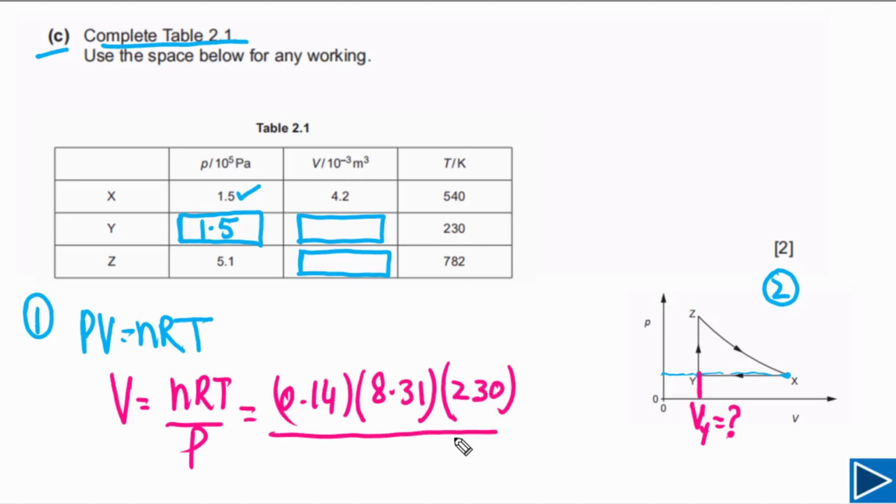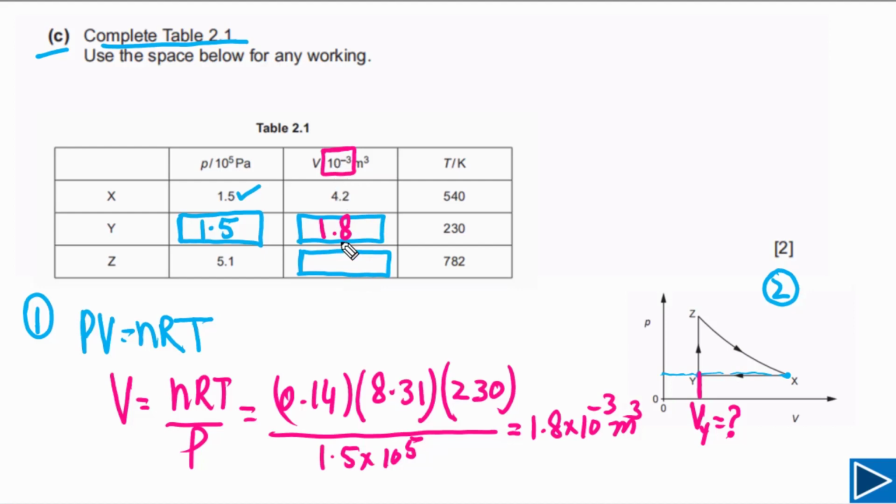Now we need to divide by the value of P, and the P at Y we have, that is 1.5 times 10 to 5. Now if we solve this one, our final answer will be 1.8 times 10 to negative 3 cubic meters. And that is the answer for V. So simply we will write down V is equal to 1.8 times 10 to negative 3 cubic meters, because 10 to negative 3 is written here, so you no need to write it down here.